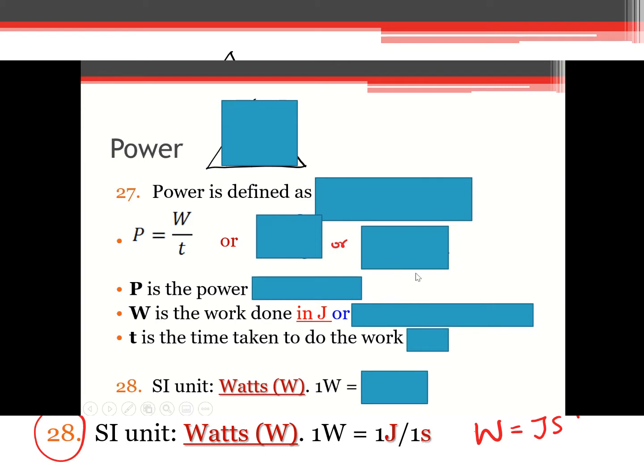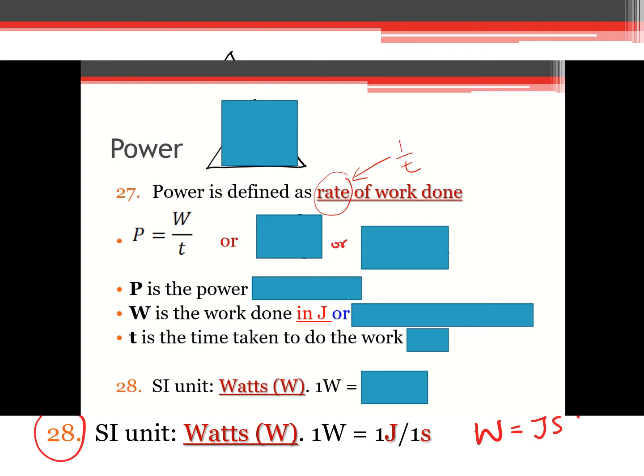So how do we first define power? Power is defined as the rate of work done. Whenever we say rate of work done, the word rate always refers to 1 over T. It involves the time needed, or the amount of work that's done within a given time. That's why the formula is power equals work done over time.